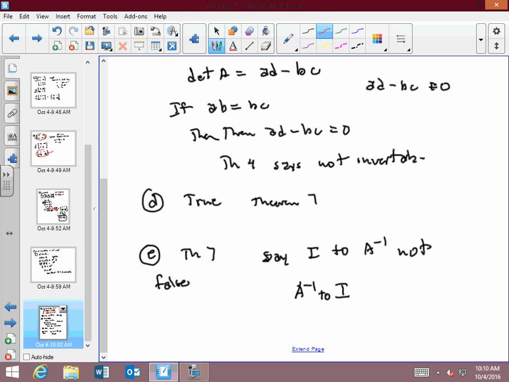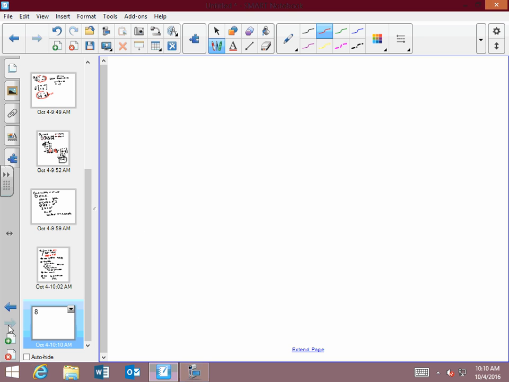Okay, 14. So suppose B minus C D equals 0, where B and C are M by N matrices and D is invertible.